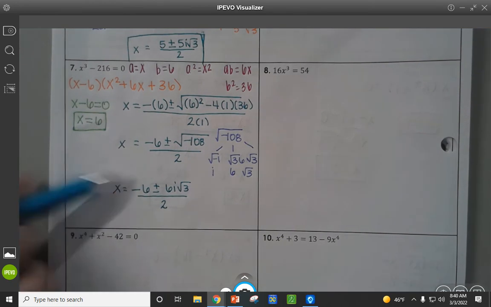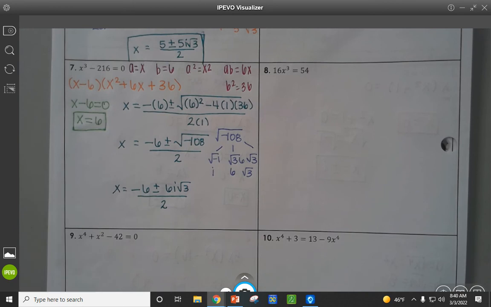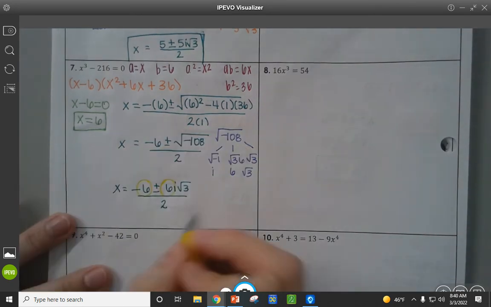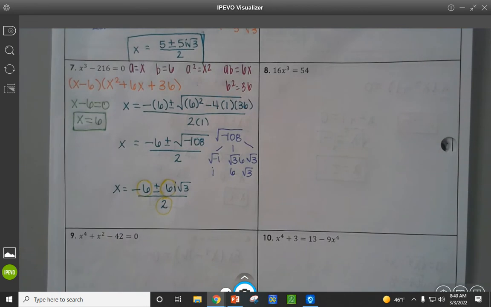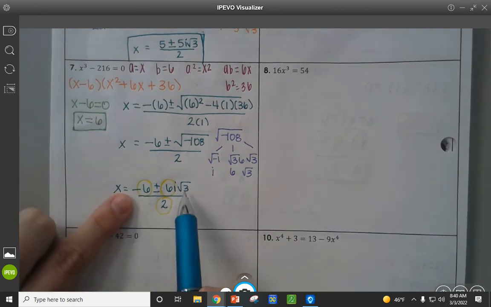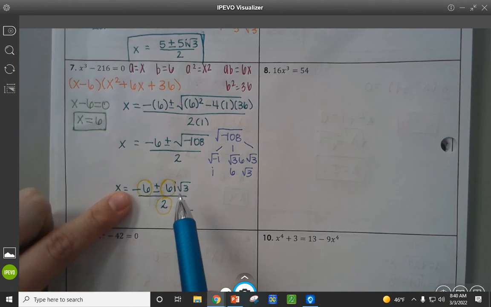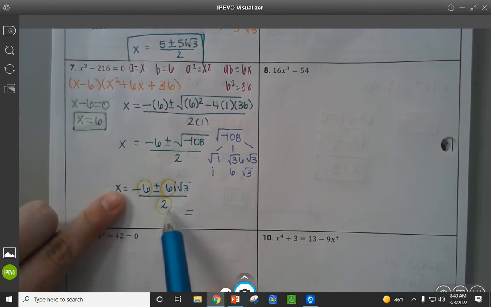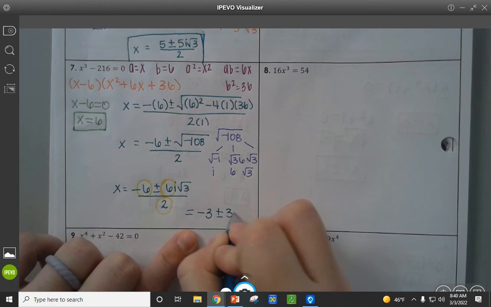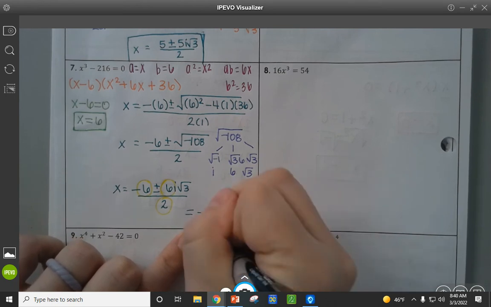Is there anything else I can do to simplify? These three numbers right here are all divisible by 2. So if we divide all of those by 2, you don't have to worry about what's under the square root. Only the outside numbers, we get negative 3 plus or minus 3i radical 3.